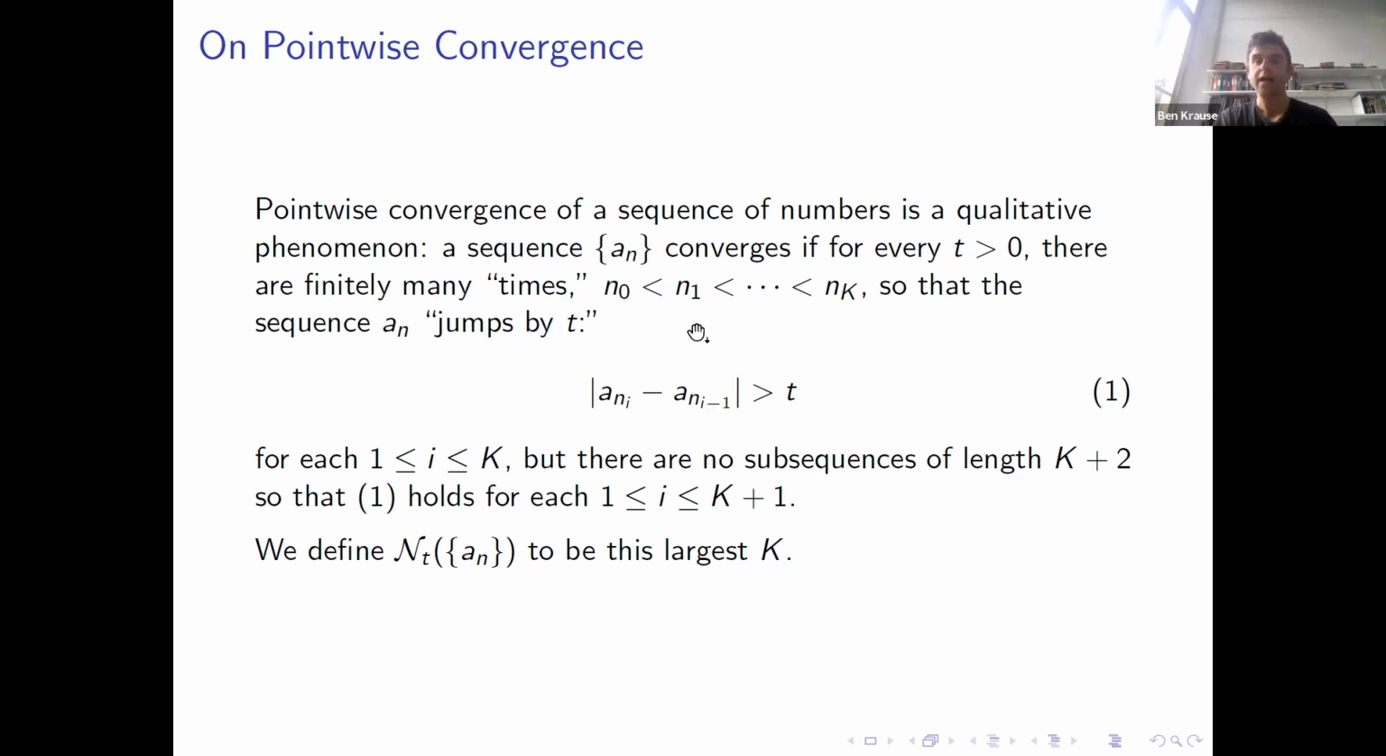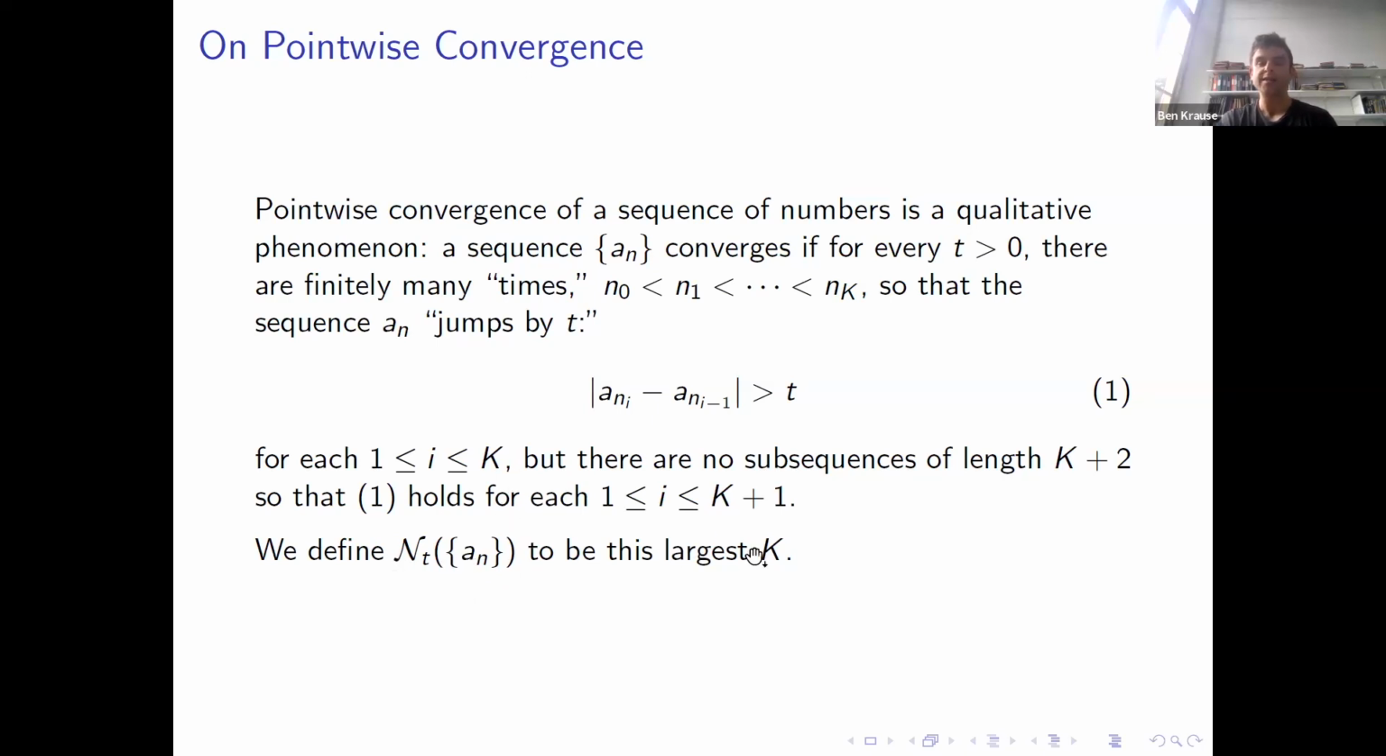So if I have a sequence of scalars that does not converge, then there's some small threshold so that my sequence oscillates infinitely often by over that threshold. The contrapositive is that the sequence converges if for every small altitude, the sequence hops only finitely many times over that altitude. So to count this, we extract the largest subsequence, n_0 less than n_1, et cetera, up to n_k, so that a_{n_i} minus a_{n_{i-1}} is bigger than t, and so that k is maximal. And we let N_t of a_n denote this largest k.